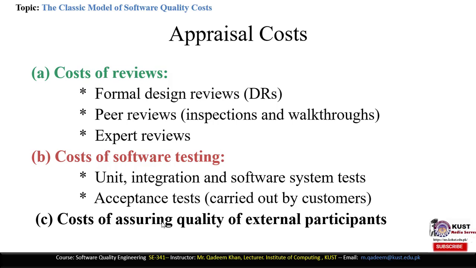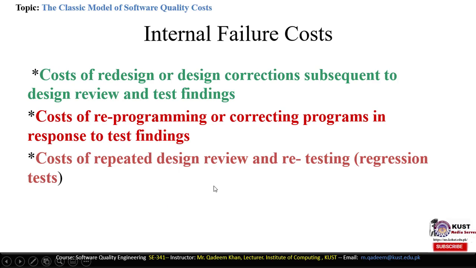The next cost is the appraisal cost, which means the cost of reviews or observations. When we provide quick reviews of the software quality, that is called the appraisal cost of quality. The cost of reviews or appraisals is divided into three different costs: cost of reviews, cost of software testing, and cost of assuring quality of the external participants.